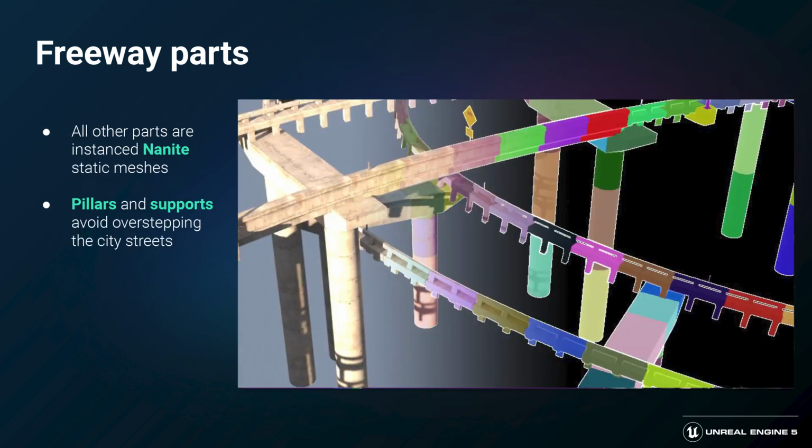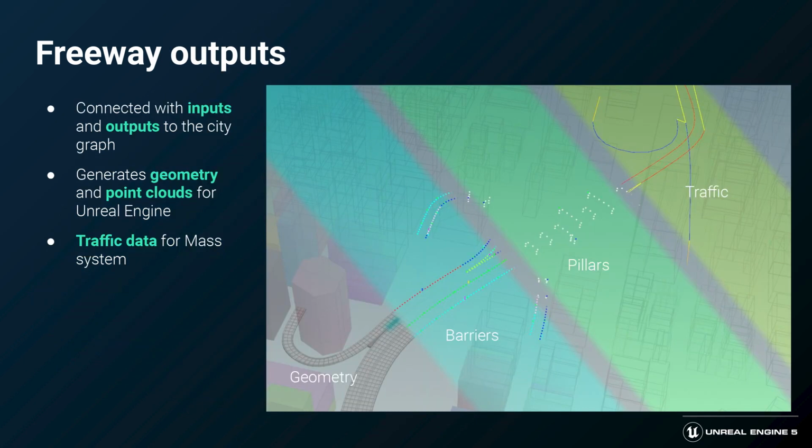All the other set dressing pieces, the barriers, pillars, signs, and debris, are nanite instances scattered along the freeway path. Finally, as for the road processing tool, the freeway tool would output several point clouds to be instanced over inside Unreal and would provide metadata to the rest of the graph. It would output several sets of meshes, including the freeway deck and its collision proxy.